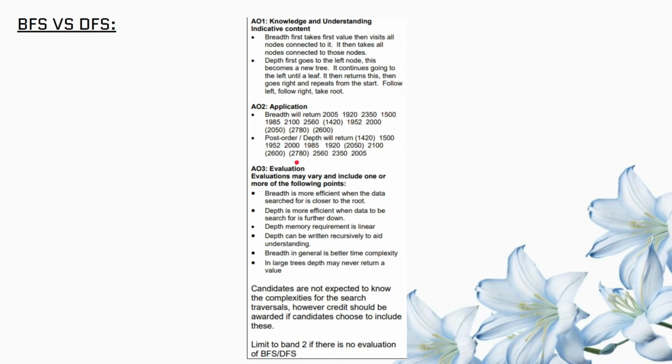So the AO2 marks come from actually doing the traversals on a tree. There was a tree given in the question. I didn't go through this myself because it's a 9 mark; I'm going to do all the 9 markers together at some point. And the AO3 comes from the points I've talked about. Breadth first search is more efficient when it's closer to the root, but depth is more efficient when it's further down. Then you can talk about how they are implemented and the time complexities. In large trees, depth may never return a value, because if depth first searches explore subtrees and branches fully, then it may never reach the leaf node on the right hand side, if it's a really, really deep and broad tree, if that makes sense.